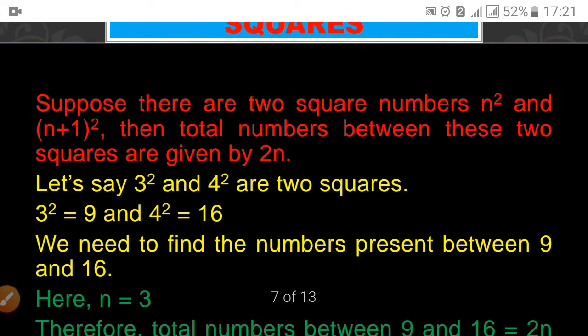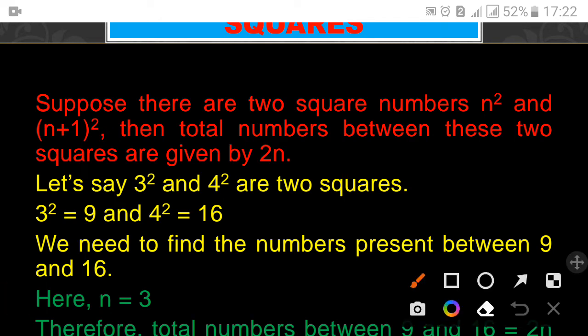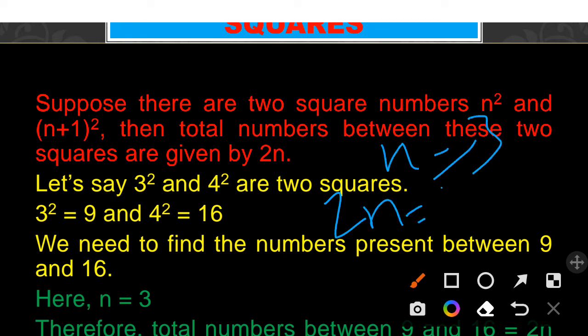Let's say we have 3 square and 4 square. These are two squares. Then the numbers between these two squares are given by 2n. Here n is 3, so it becomes 2 into 3, which means 6. So the numbers in between 3 square, 9, and 4 square, 16, are 6.